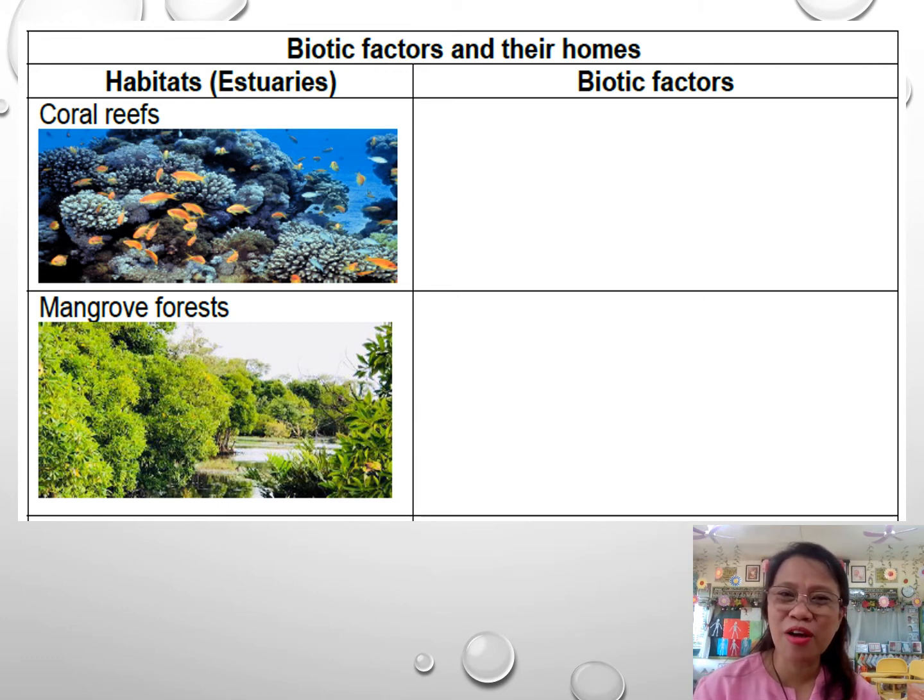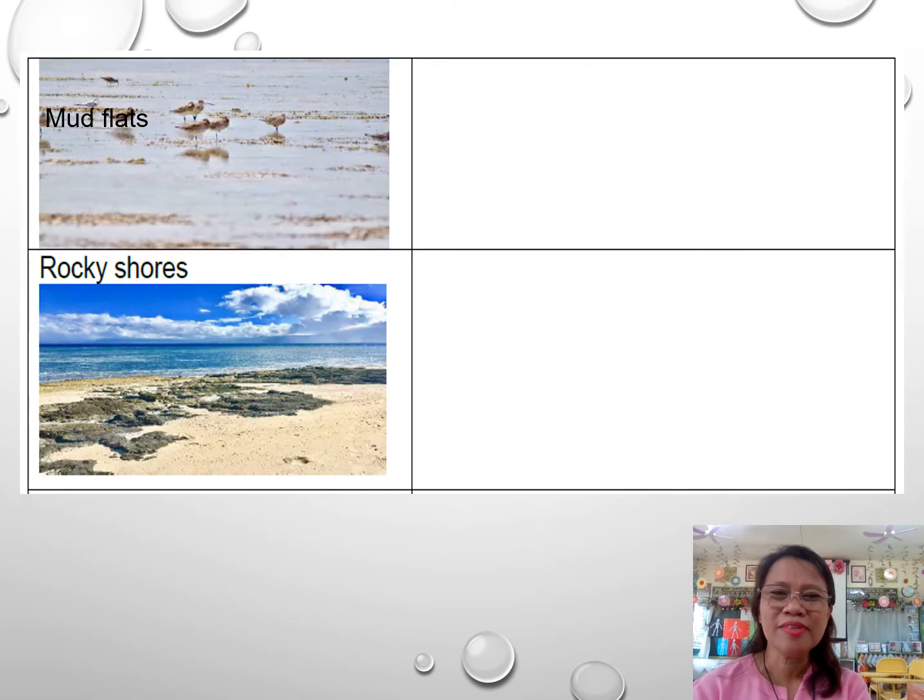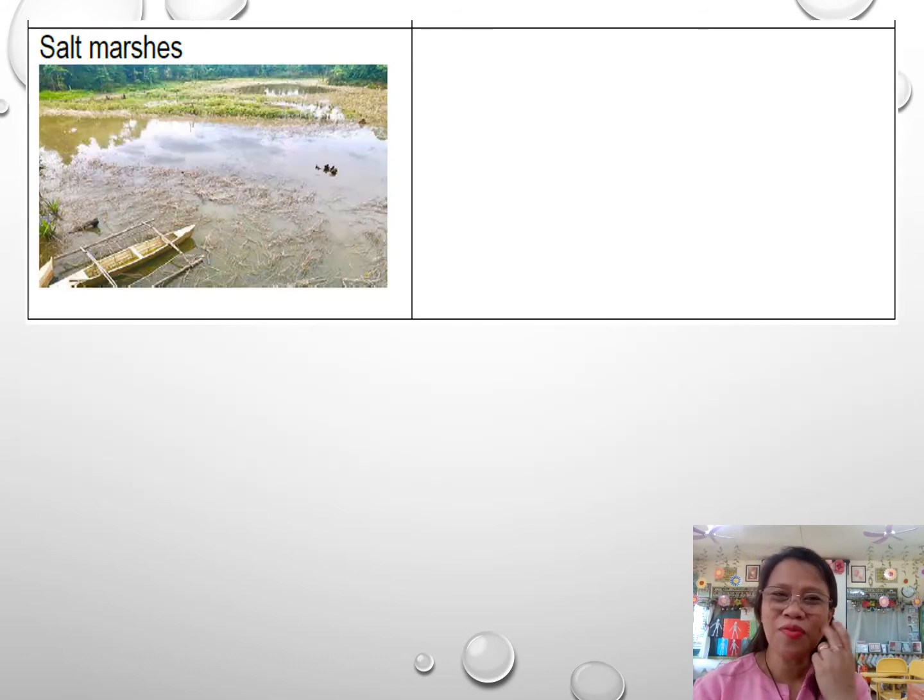Okay, and then we also have mangrove forest. Oh, there are so many there, like the birds, the fishes, the mussels, and lots of other organisms. You can also view it again. Then you have mud flats, another 2 examples, draw them. And then rocky shore, another 2 examples, draw them as well. And finally, salt marshes, 2 examples, for a total of 10 drawings, 10 organisms.